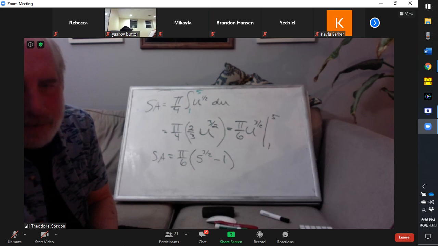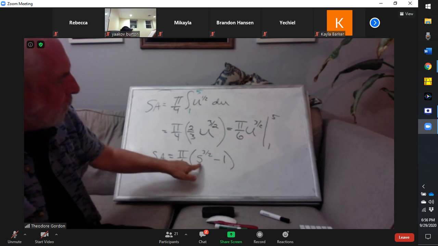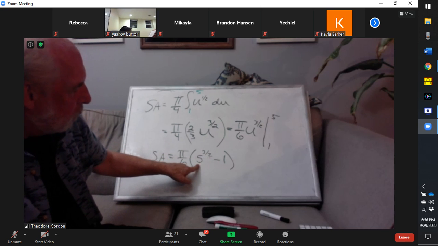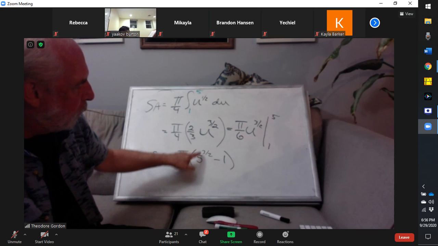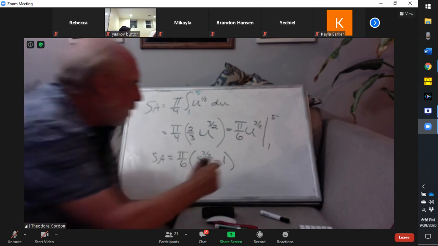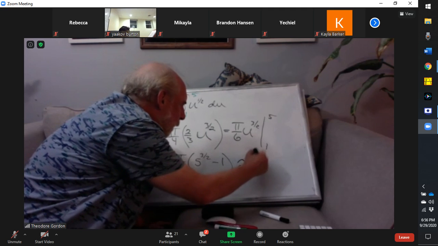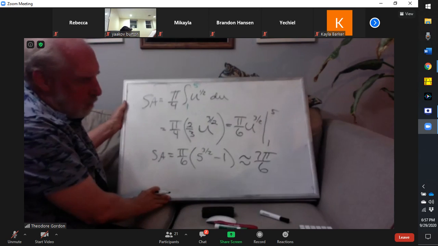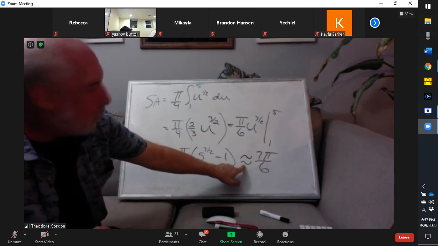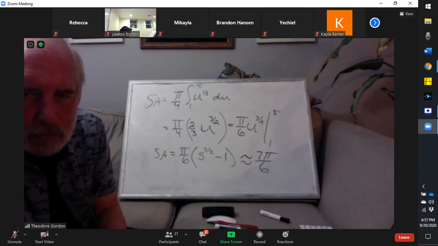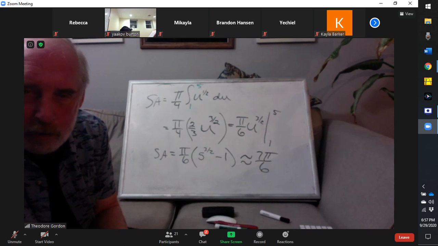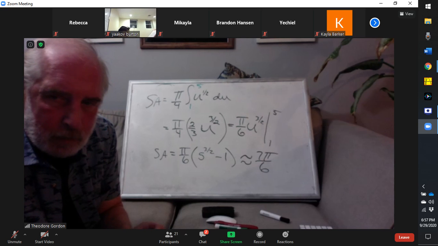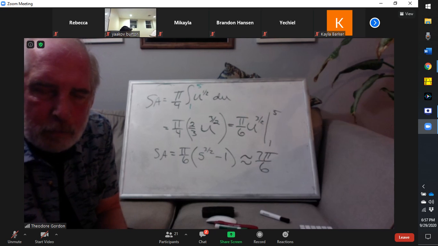Now, if you wanted to estimate it, 5 is pretty close to 4. The square root of 4 is 2, right? 2 cubed is 8. 8 minus 1 is 7. So you're going to get approximately 7 pi over 6. That's an approximation. This is exact. This means approximation. And that's how surface area works. U substitution comes up a lot in the surface area formulas.